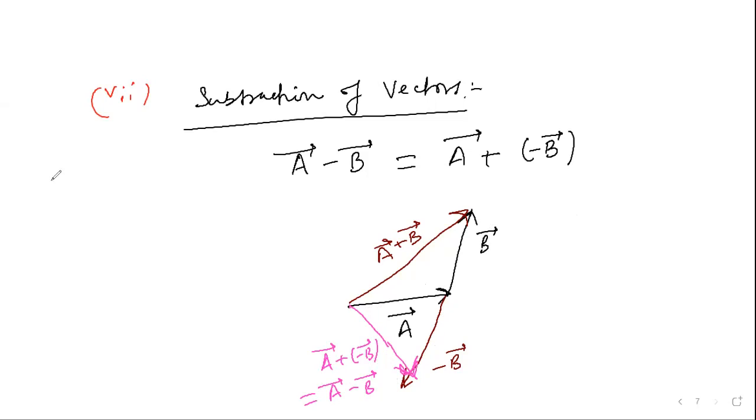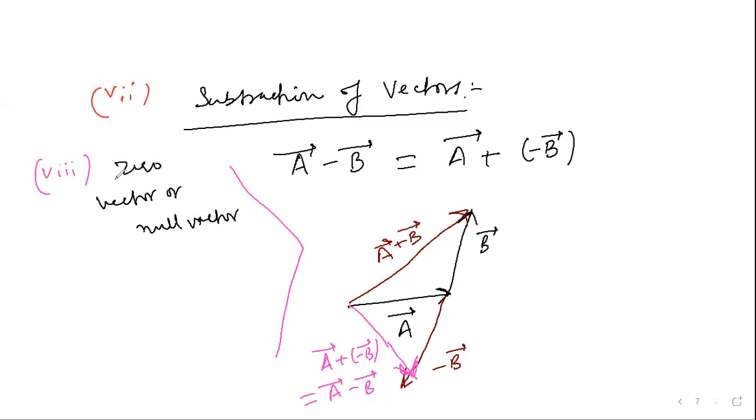We have another thing. We define a vector called the zero vector, or we call it the null vector, right? What is its definition? A vector with zero magnitude. When it has zero magnitude, there is no question of direction. Because when a vector has length, only then you say which way it is pointing. If it has no length, there is no question of direction.